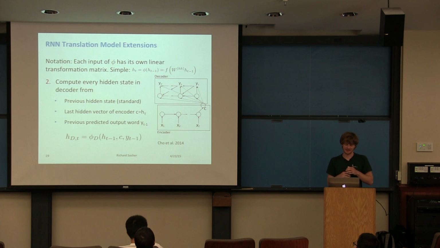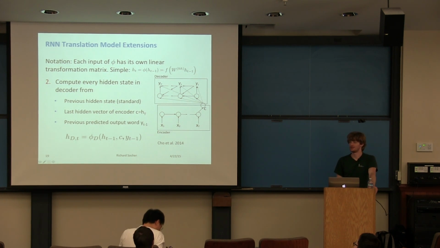So the next extension, again here we define our phi, and we contrast this to our simple decoder. The next extension is that we'll actually compute every hidden state in the decoder using 3 different inputs. The first one is the previous hidden state. That's the same as what we had before in a standard recurrent neural net. But then we will also condition every single step on the last hidden vector of the encoder. So we have here our encoder. We have usually here our h_T, and now we'll just define h_T at the end of the source sentence as C. And now C will just get its own linear transformation matrix and is added to these other 2.